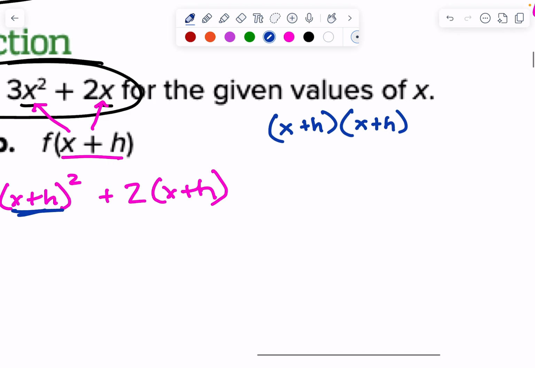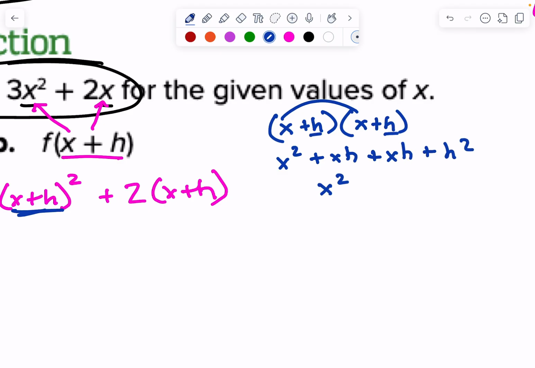X plus h times x plus h. If I FOIL, x squared plus an xh in the middle plus another xh. If you want to put those together, you can. H and h is h squared. So this is x squared plus 2xh plus h squared. That looks like the plus h squared. There you go. That's that.